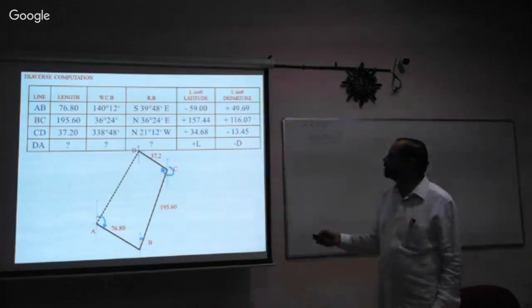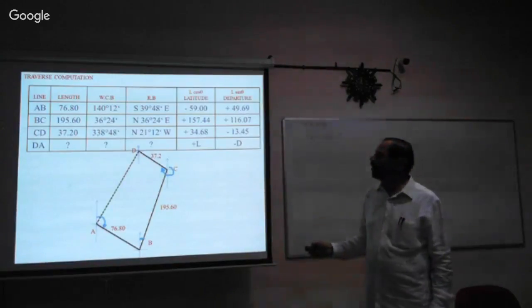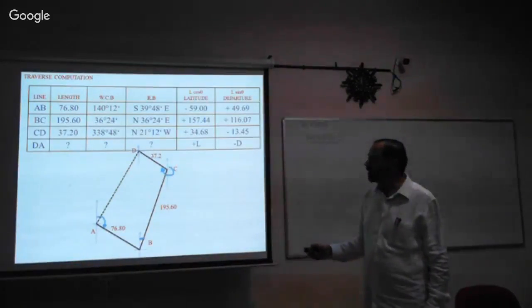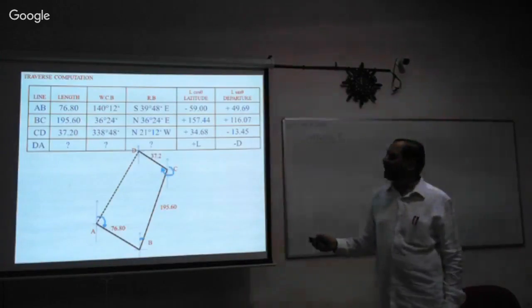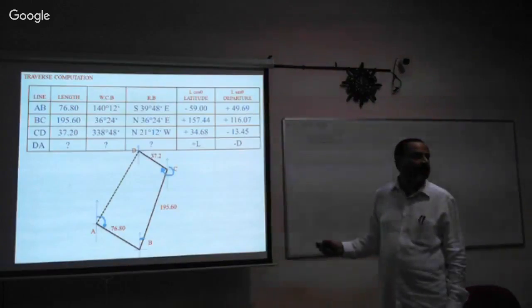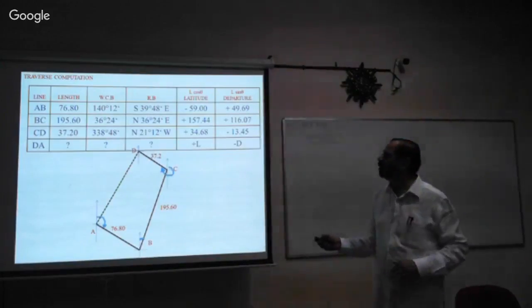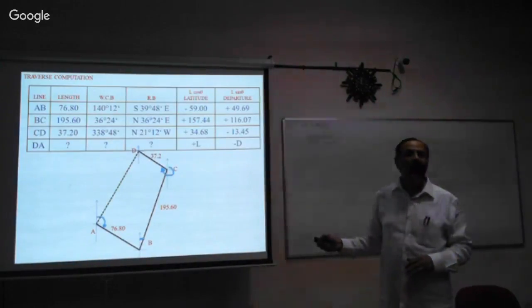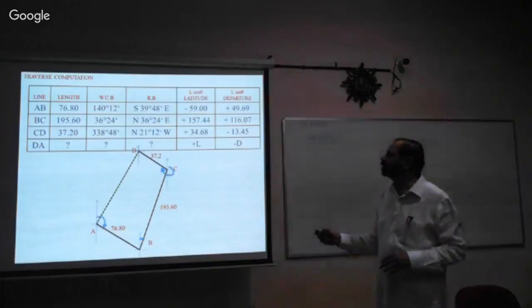First, this is the given data. AB, BC, CD are the lines and their lengths are given here, and these are whole circle bearings. Please remember, this is the whole circle bearing. It will be converted into reduced bearing, because to calculate the latitudes and departures, one should do this first.